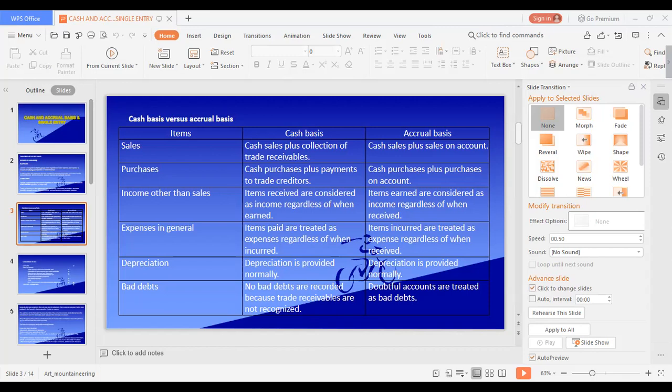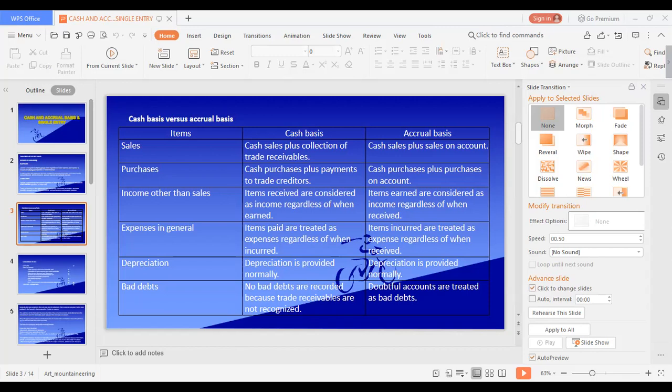Before we proceed to chapter 15. Alright, you now begin with 14-1. Alright, so what does the problem require in 14-1? Under the cash basis, what amount should be reported as sales for the current year?